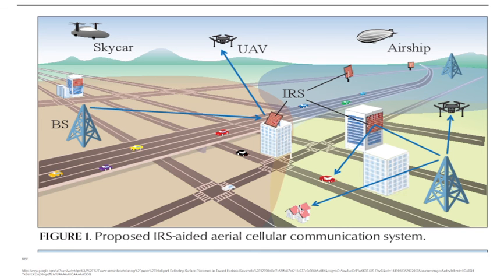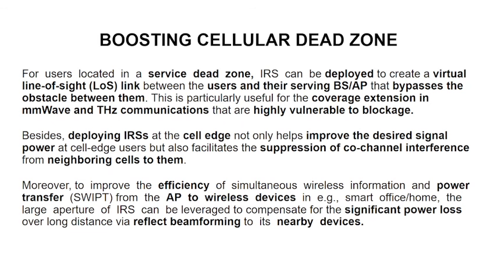Proposed IRS-aided aerial cellular communication system, boosting cellular dead zones. For users located in a service dead zone, IRS can be deployed to create a virtual line-of-sight link between the user and their serving base station or active point that bypasses the obstacle between them. This is particularly useful for coverage extension in mmWave and terahertz communication that are highly vulnerable to blockage.